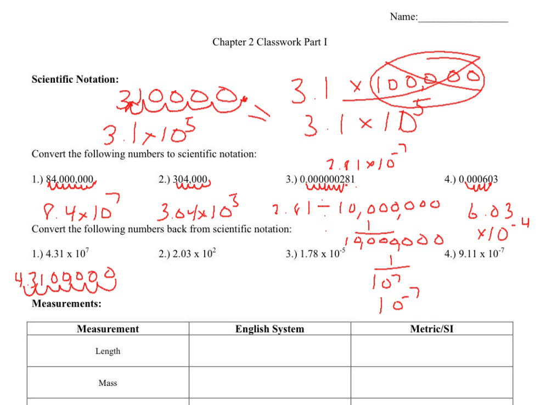2.03 times 10 to the 2nd. We just need to move it over 2 places, so that's the same as 203. Similar here, 1.78. Now if we have a number that has a negative exponent, we have to count to the left. So 1, 2, 3, 4, 5. So it's going to be 0.0000178. And 9.11 times 10 to the negative 7th is going to have 6 zeros followed by the 911.